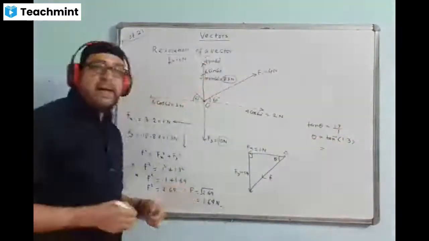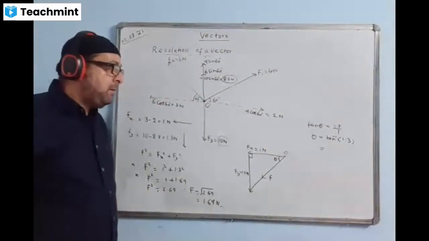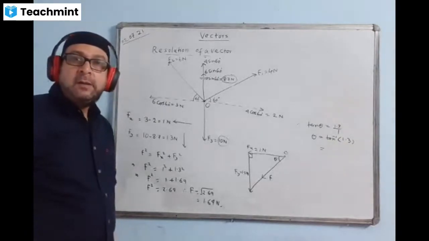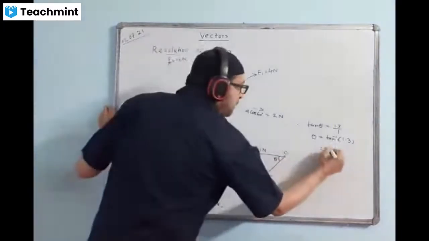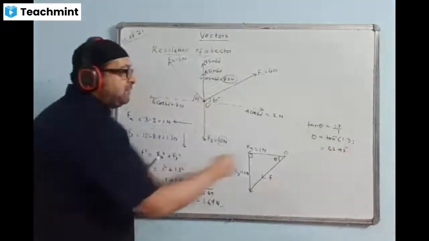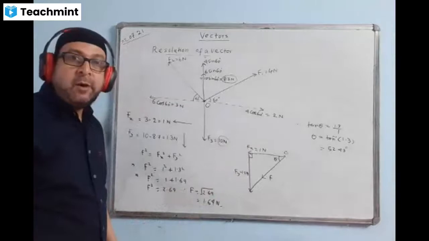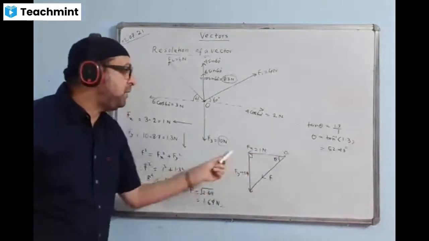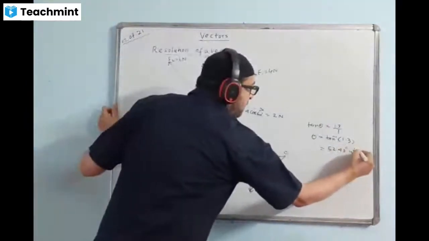Please calculate tan inverse 1.3 in the calculator. 52.43. In which direction? With the horizontal or with the vertical? I didn't find the angle with the vertical; I found the angle with the horizontal. 52.43 degrees with the horizontal. We have to write it with the horizontal.